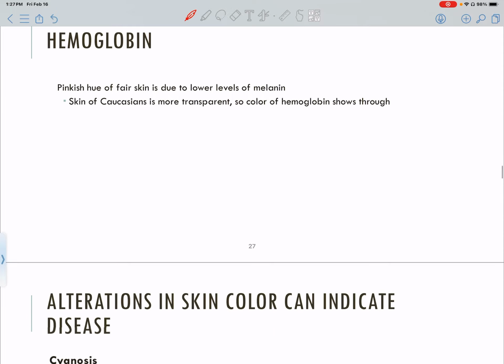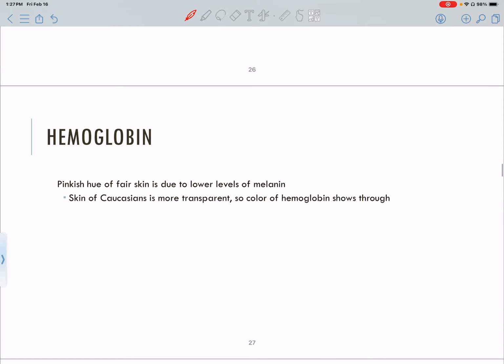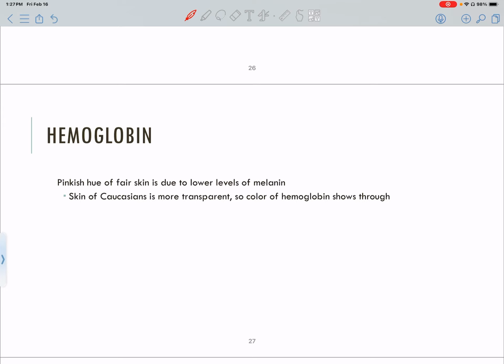And the final pigment here that you need to worry about that contributes to skin color is hemoglobin. So this is also the pigment when we talk about blood that's going to carry oxygen throughout our body. If hemoglobin is oxygenated, it is the scarlet red color. If our hemoglobin is not bound to oxygen, it's going to be a dark, deeper red color.